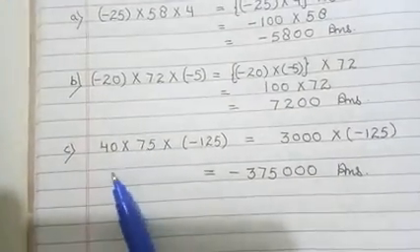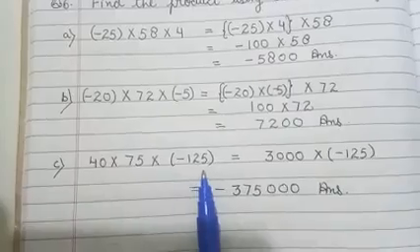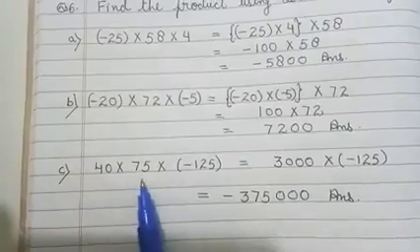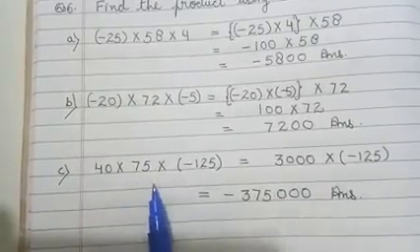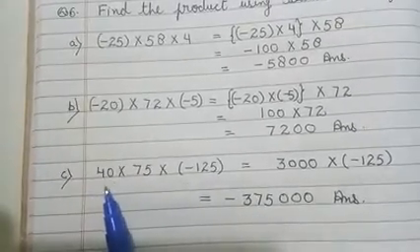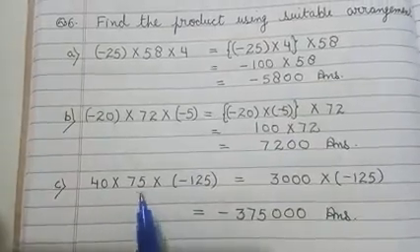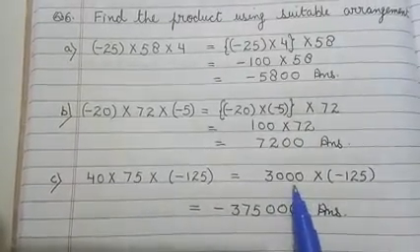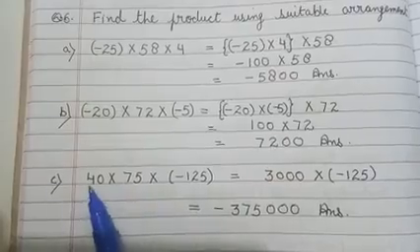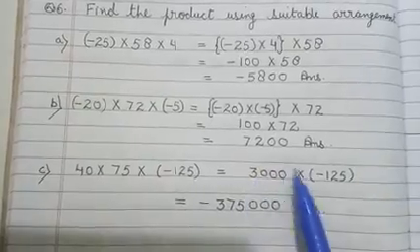Now look at this third. This is 40 multiplied by 75 multiplied by minus 125. Here class, we need not do any arrangement because the question seems very easy as it is written. Because 40 has a 0, we just have to multiply 75 by 4 first and put 1 zero directly. So 75 times 4 is 300, and 1 zero of this 40, because here is 1 zero, makes it 3000.